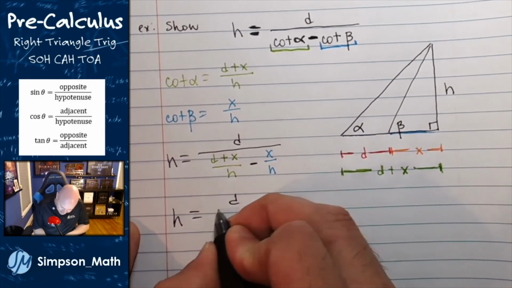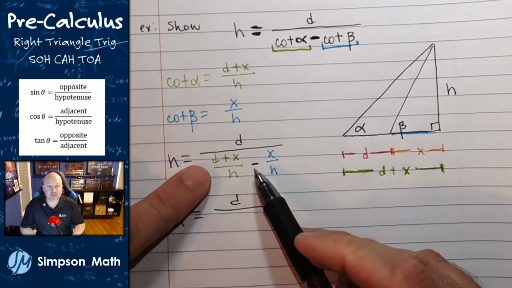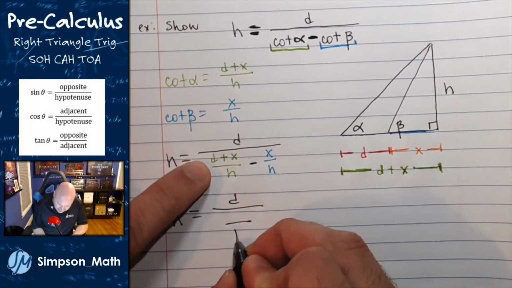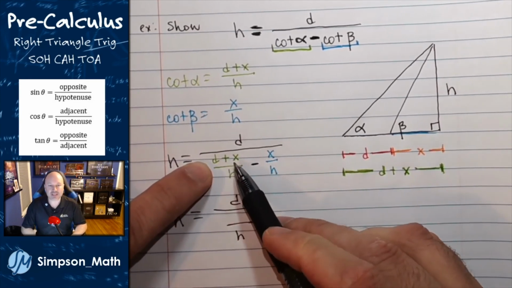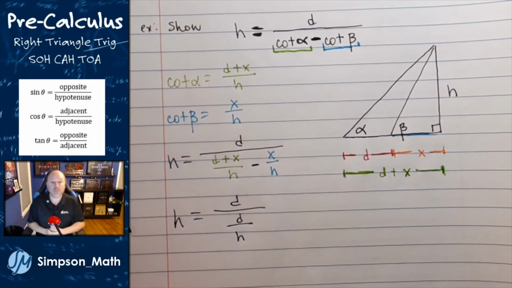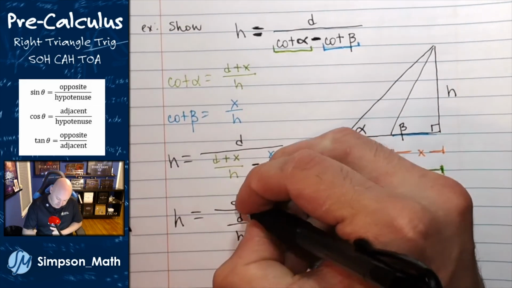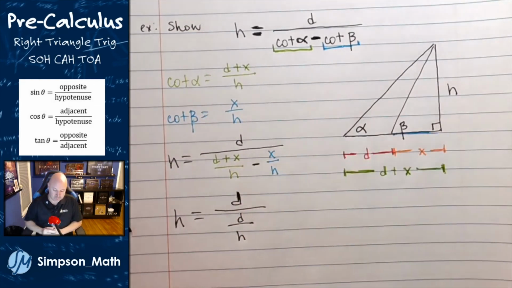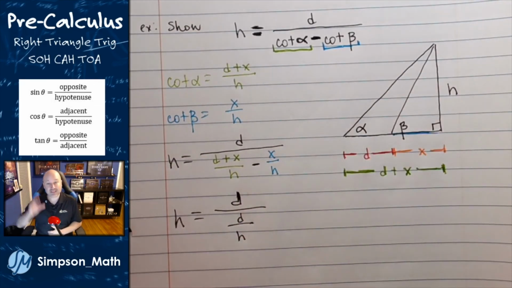Okay, here we go. D over, the common denominator stays the same. It's h. D plus x minus x. The x's will cancel, leaving me with d. So d in the numerator position divided by the fraction d over h.